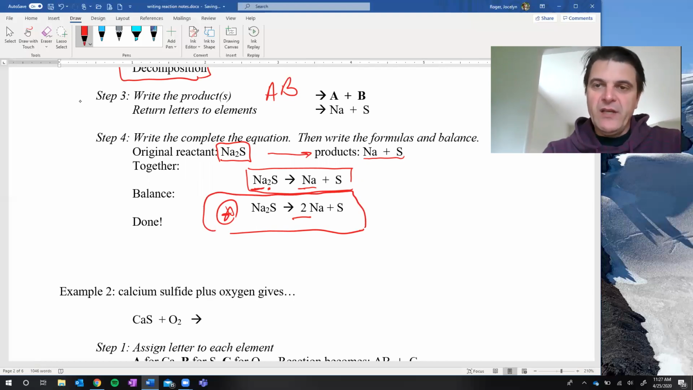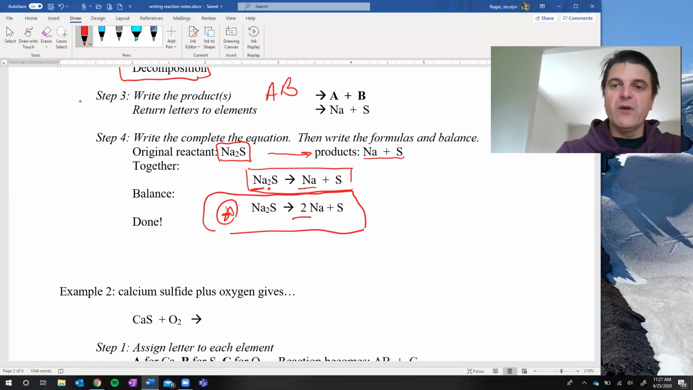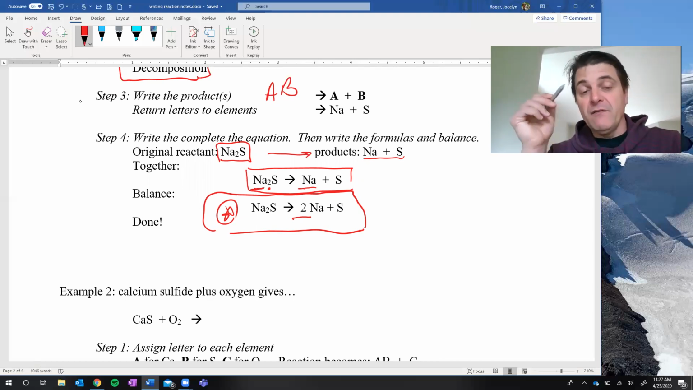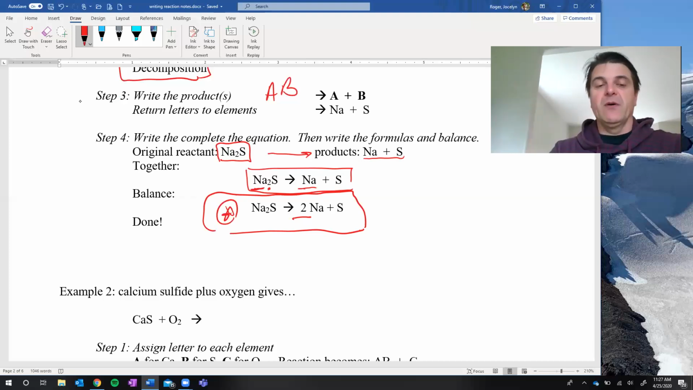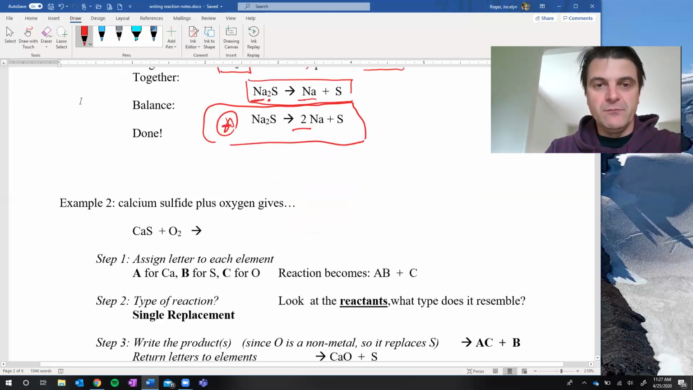You were able to predict what's going to come out of the reaction simply by knowing what you start with and by knowing the 5 or 4 patterns that we talked about. So here's another one.